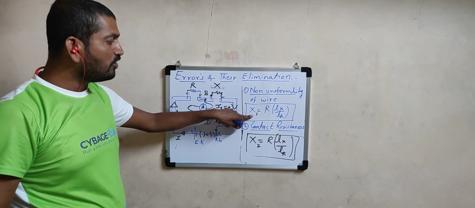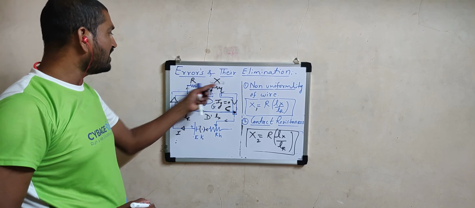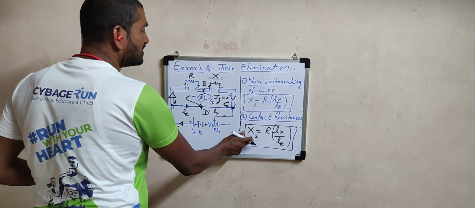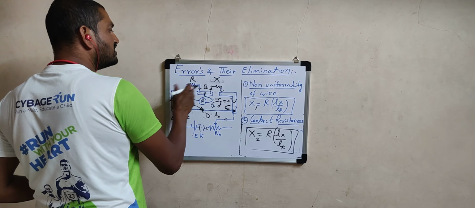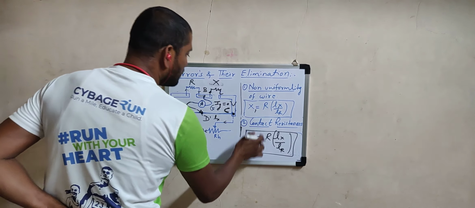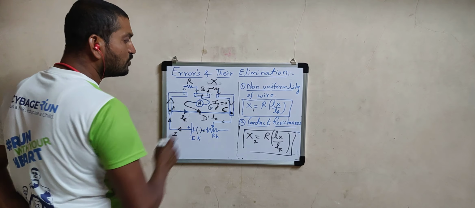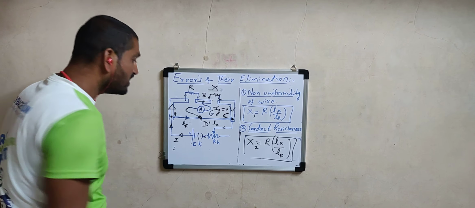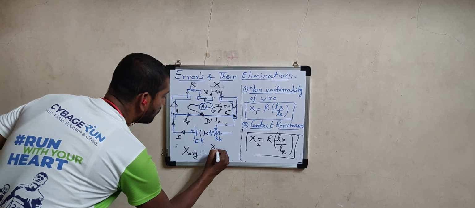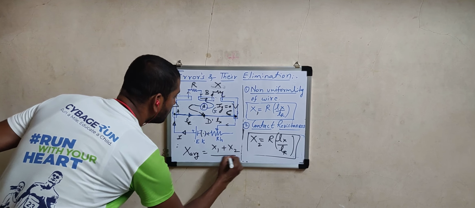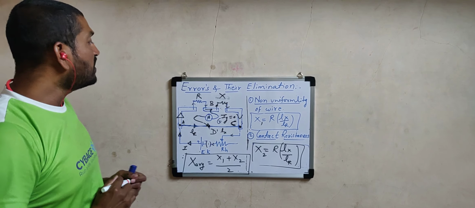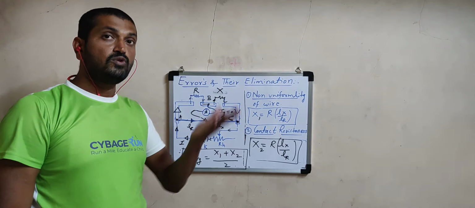Let X1 be the value in the first experiment when X was in the left gap and R was in the right gap, and X2 be the resistance calculated with the two resistances interchanged, R in the left gap and X in the right gap. Once you get two values, which one is correct, X1 or X2? Neither X1 nor X2. You have to find their average value. So X average = (X1 + X2) / 2. This is the method by which we can minimize the second error to a greater extent.